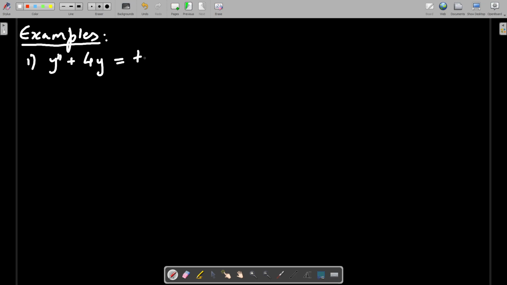Examples. So the first one we'll take here is y double prime plus 4y is equal to tan of 2x. So we have a non-homogeneous linear equation here with constant coefficients.